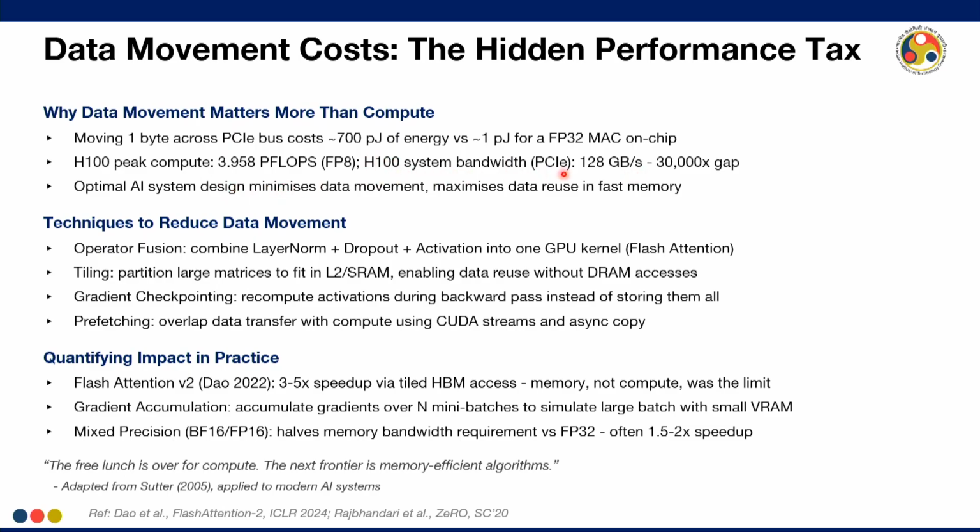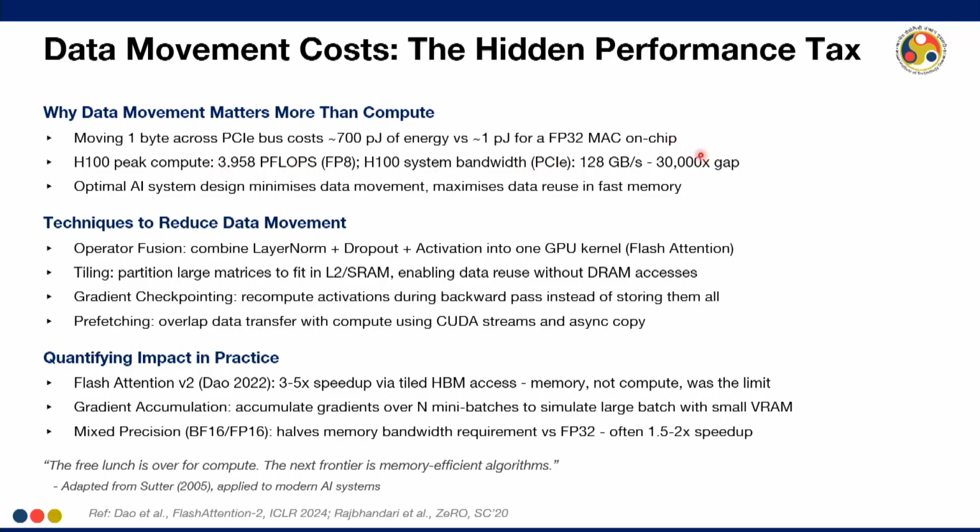Okay, the H100 peak compute, we talked about this. So the system bandwidth: if you see the peak compute, this is 3.9 petaflops in terms of floating point 8. So in this first lecture itself we have used FP32, FP16, FP8. All are different data types, and those are all floating point data types because we are talking about floating point operations, right? So this is your compute performance and this is your bandwidth. You can see that there is a 30,000 times gap between the data transfer and the compute. So we need to optimize the AI system for data movement, not the compute.